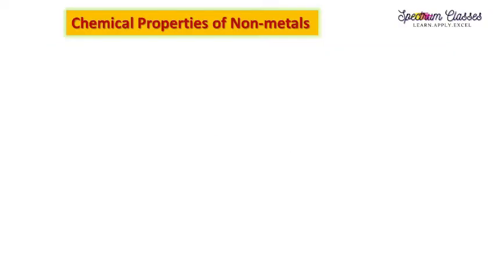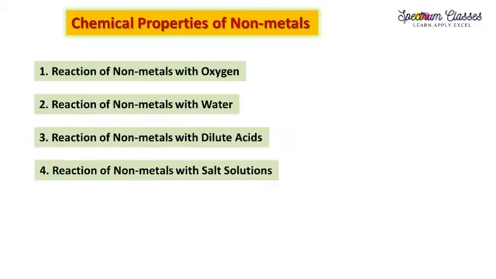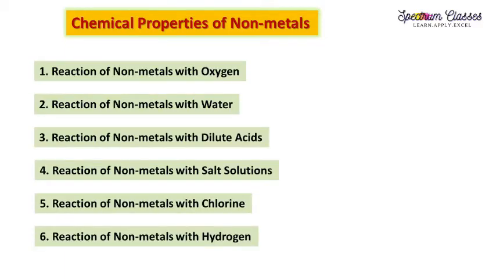In the previous video, we have already discussed the chemical properties of metals and the reactants which we have used. There were 6 reactants: oxygen, water, dilute acid, salt solutions, chlorine gas and hydrogen gas. Similarly, for comparison, we are also going to look at reactions of non-metals with the same reactants: oxygen, water, dilute acid, salt solution, chlorine gas and hydrogen gas.